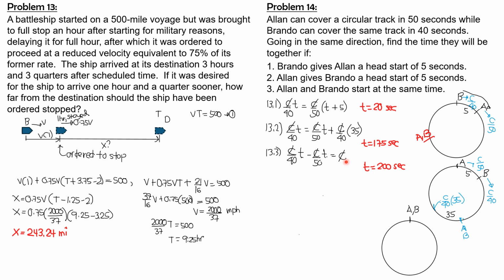So the difference of the distance traveled should be C, so that they meet again somewhere along the circular track. So C over 40, speed of Brando times time, minus speed of Alan times time. So the difference in distance should be one circuit or one circumference. We can cancel C. We can solve for t. Now 1 divided by quantity 1 over 40 minus 1 over 50, and that is 200 seconds.